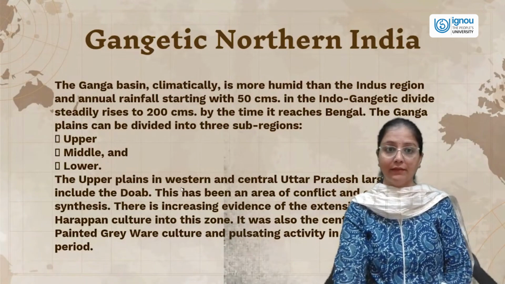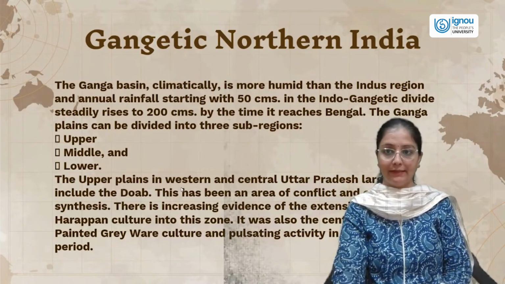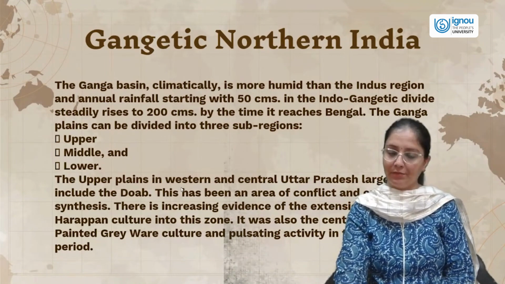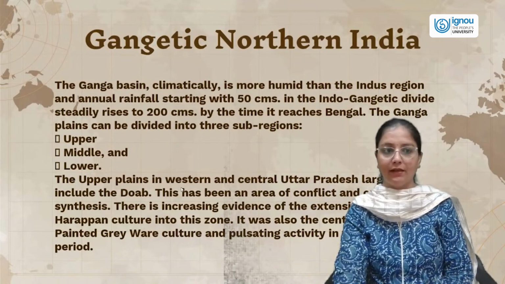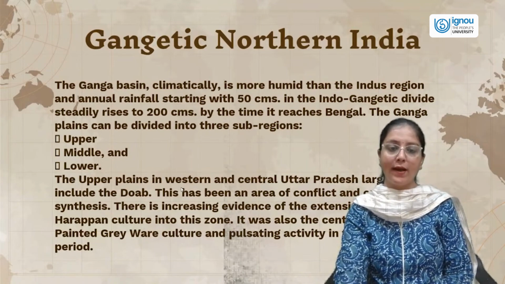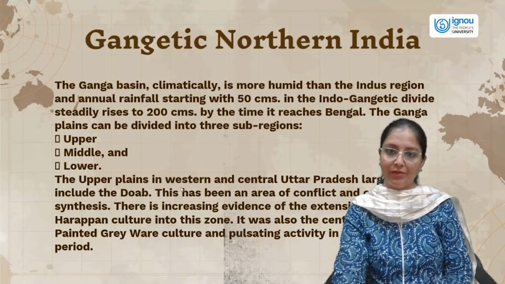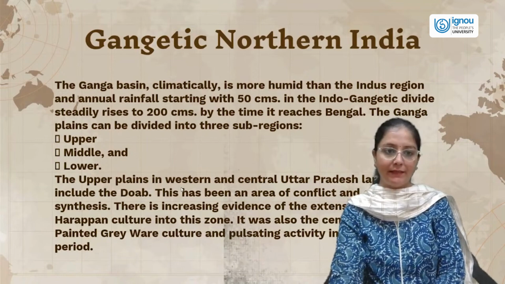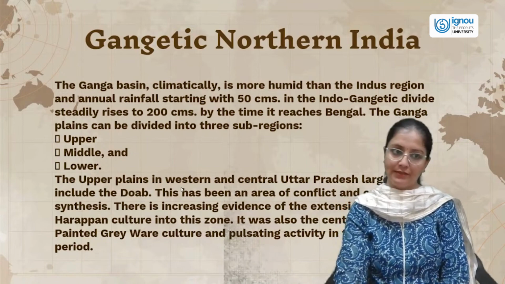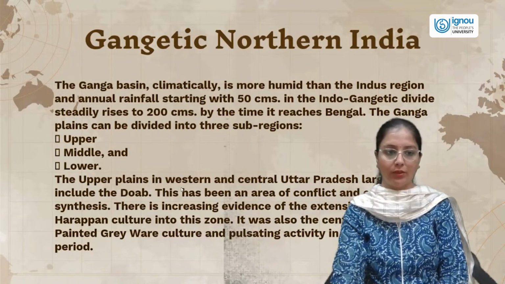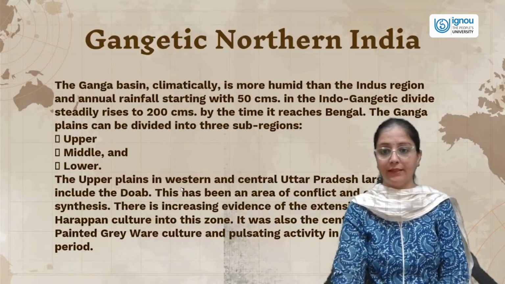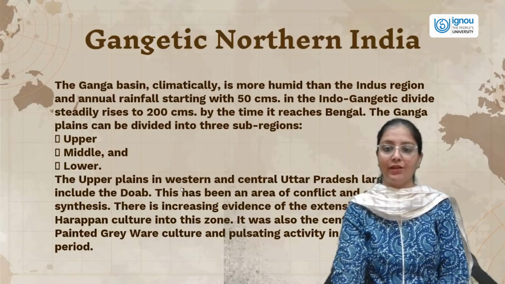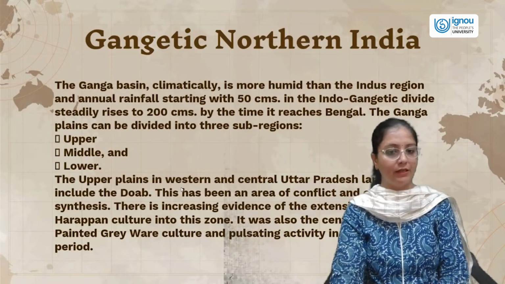The Ganga basin climatically is more humid than the Indus region, and annual rainfall starts at 50 centimeters in the Indo-Gangetic divide and steadily rises to 200 centimeters by the time it reaches Bengal, 50 to 200. The Ganga plains can be divided into three subregions: upper, middle, and lower. Upper plains in western and central UP largely include the Doab. There is increasing evidence of extension of Harappan culture into this zone.